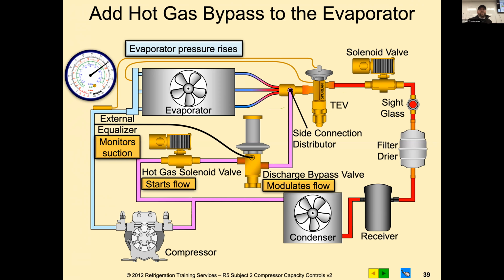So same concept. We're dumping hot gas through a discharge bypass valve that's a modulating valve with an external equalizer. So it's looking at what's coming out of the evaporator, and it's using that external equalizer to modulate how much flow it allows into that distributor coming off of the TXV.